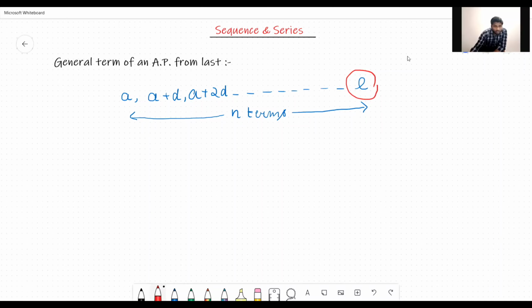It means that if there are 10 terms in this AP, then L is the 10th term. If there are 20 terms in this AP, then L is the 20th term because it is the last term. So if there are n terms in the AP, then L is the nth term of this AP, and we can write L as A plus n minus 1 D.